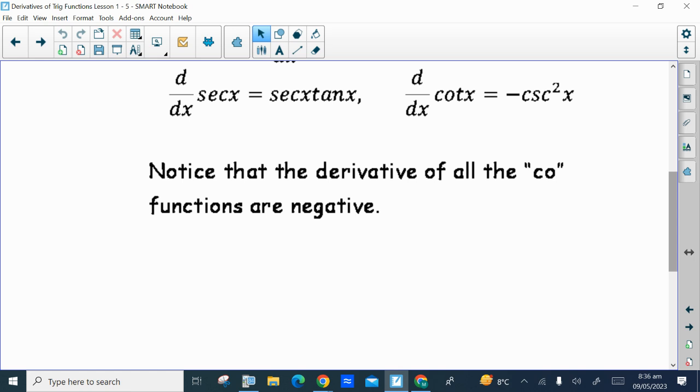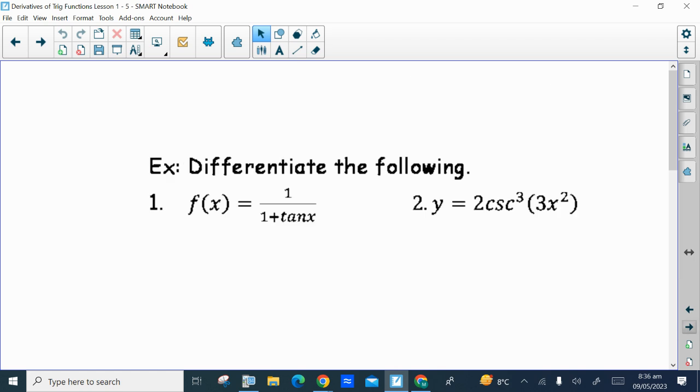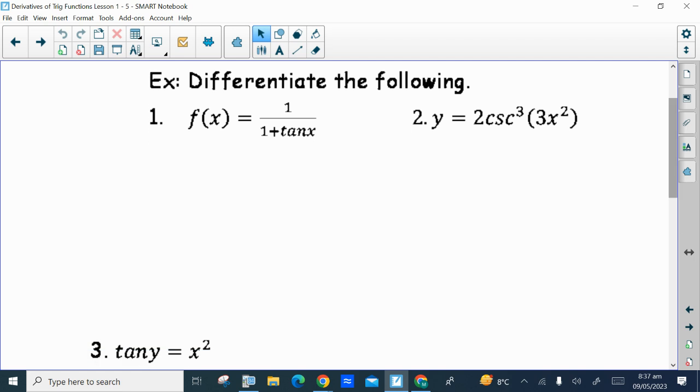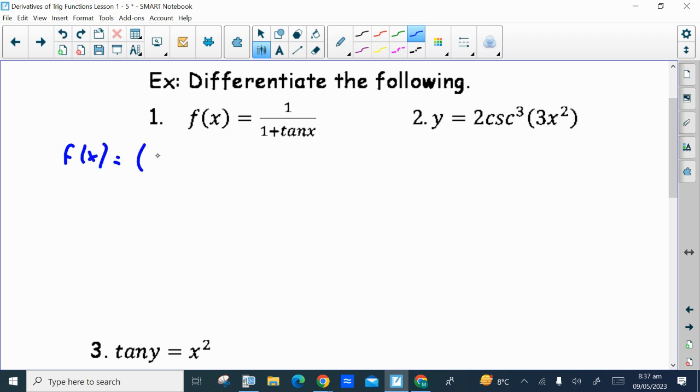So again, these are on the formula sheet. Don't have to have all these memorized, but you have to know how to use them, and in many cases it involves using the chain rule like we saw yesterday. So to differentiate number 1, there's a couple different ways you could do this one. One of them would be to write f of x as 1 plus tan x all to the negative 1.